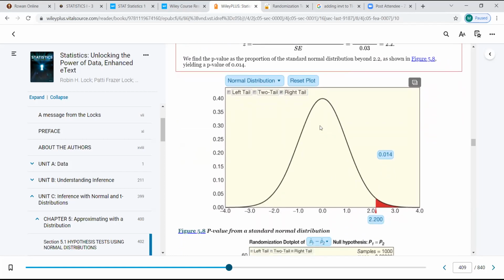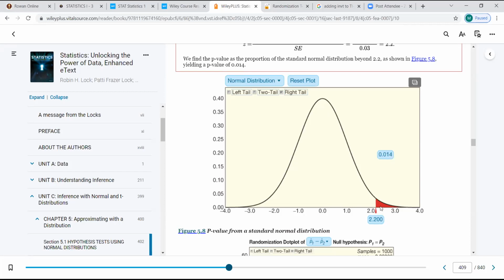So here's a standard normal curve with a mean of 0, standard deviation of 1, and here is 2.2. Now notice here that they have 0.014. Let's find this 0.014 using our calculator. Because we have a standard normal now with a mean of 0, standard deviation 1, and our z is 2.2, and we need to find the area. So if we know the z-score, we can find the area.